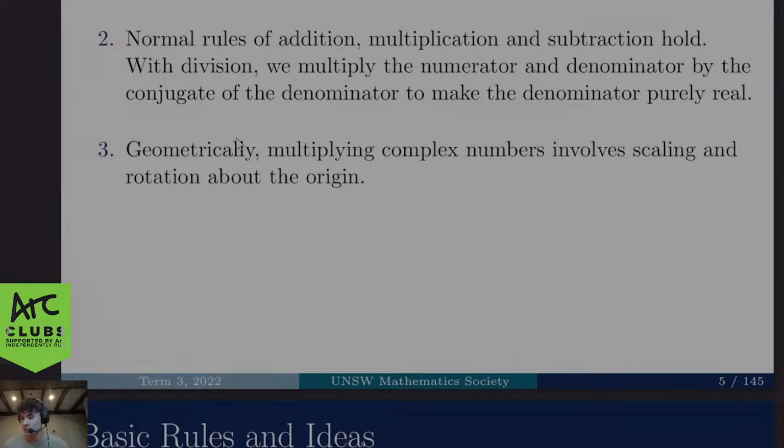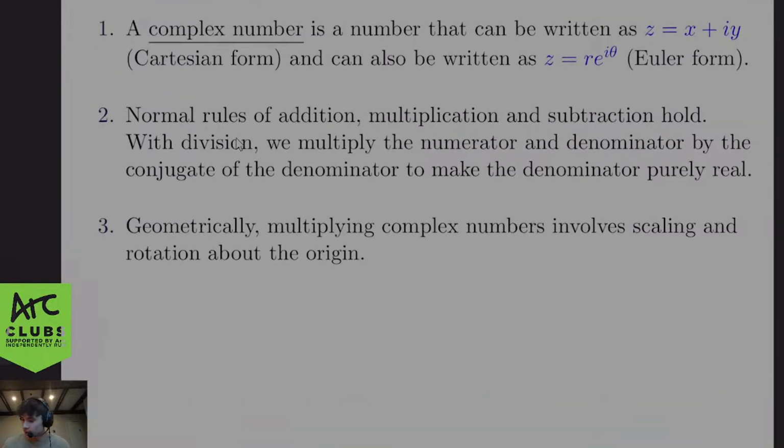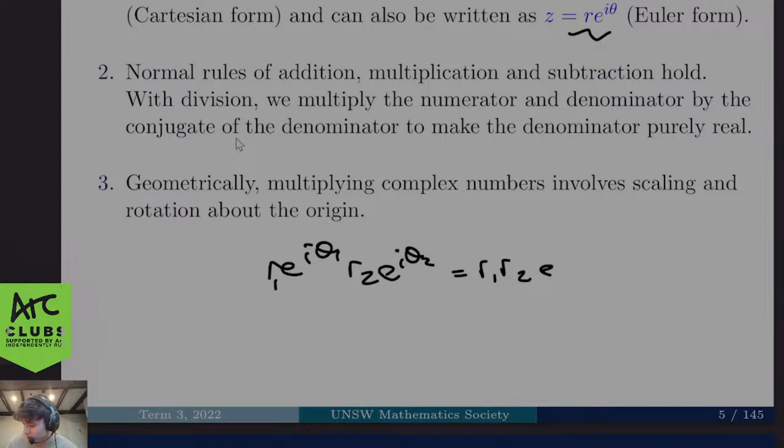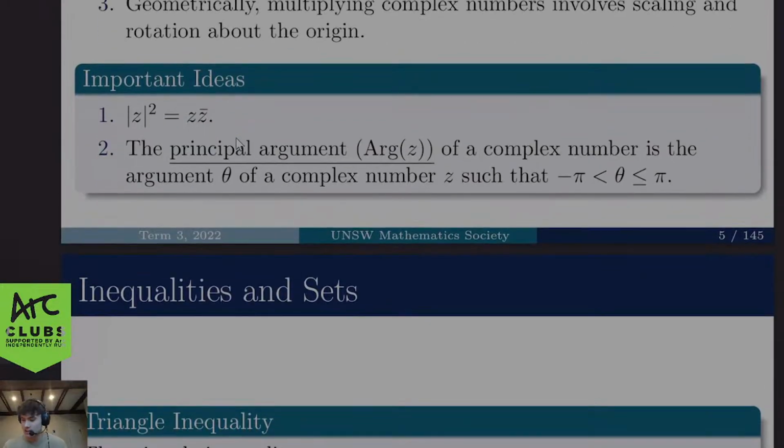Our last basic idea is that geometrically, multiplying complex numbers involves scaling and rotation. That comes from the Euler form. If I have, let's say, r1 e to the i theta 1 times r2 e to the i theta 2, we multiply those moduli and then add the arguments inside, and that corresponds to our geometric interpretation.